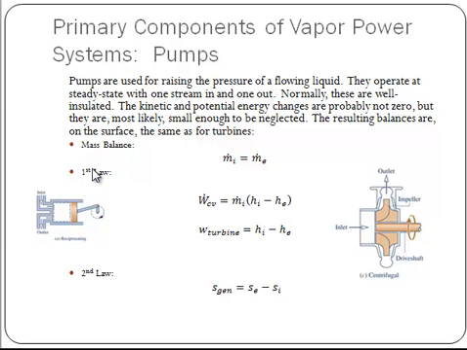And so I end up with exactly the same set of equations as we had for the turbines. Mass in equals mass out, the work is the enthalpy in minus the enthalpy out, and the entropy generated is the entropy out minus the entropy in.